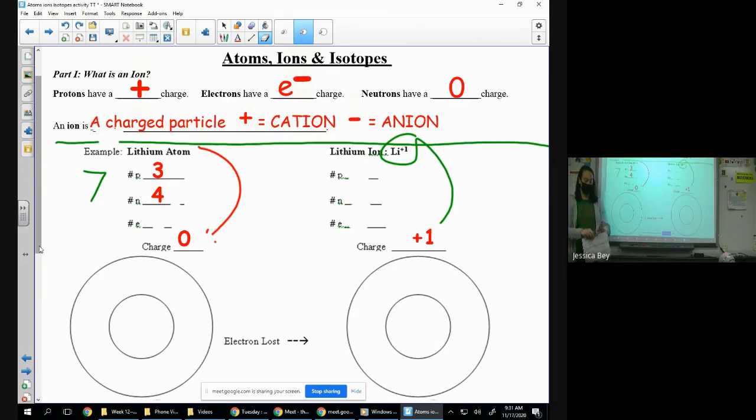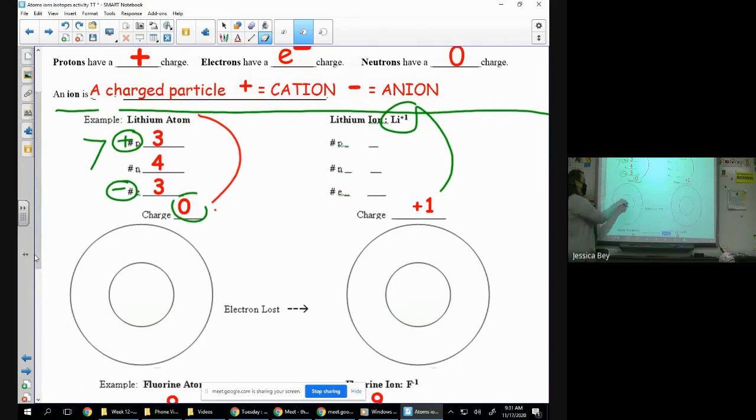Perfect. And last but not least, if this has a 0 charge here, I have +3. How many minuses do I need in order to get to 0? Beautiful, 3. Okay. Then what I want you to do is I would like for you to draw it. Now you can either draw 3 pluses and 4 negative or neutrals, or if you want, you can say how many protons are in here.